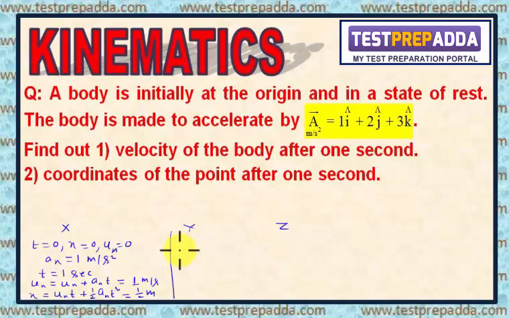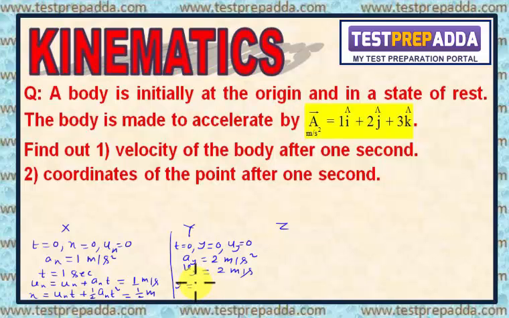Similarly, for y direction, at t is equal to 0, y coordinate is 0 and the initial velocity is also 0. Here the acceleration is given as 2 meter per second square. So Vy at t is equal to 1 second will be how much? Use the formula uy plus ay into t. Uy is given as 0, ay is 2, t is 1. So it becomes 2 meter per second. And y coordinate uyt plus half ayt square. Uy is given as 0 and ay is given as 2.